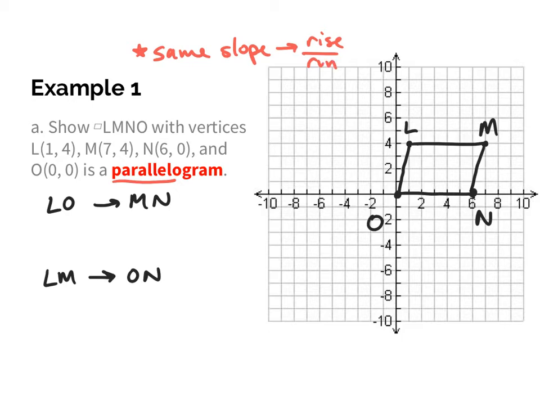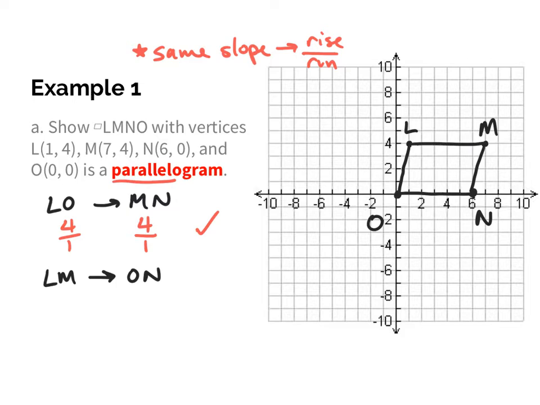So we're going to look at the rise and the run of each line. Starting with L to O, if I start at the bottom at O, I would go up 4 and over 1. So that segment would have a slope of 4 over 1. M to N, same thing. I'm going to start at the bottom point just to stay consistent, and I would go up 4 over 1. So M to N has a slope of 4 over 1. Since they have the same slope, I know that those two are parallel.